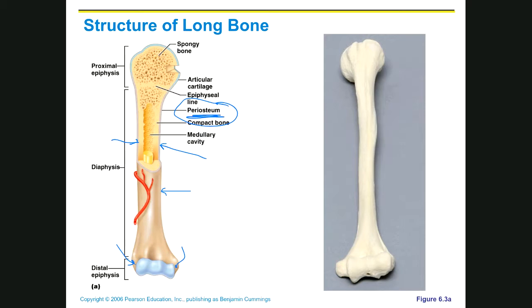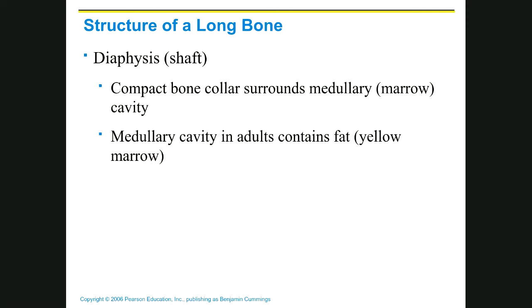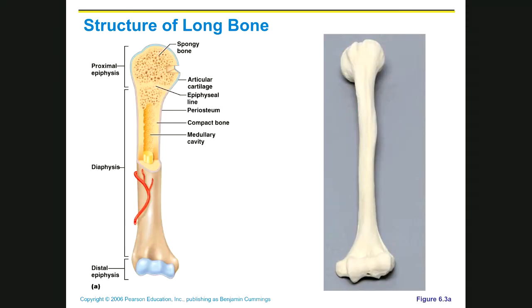So when we look at a long bone, we see all these different things, so let's talk about them. The middle part, again, is called the diaphysis. Sometimes it's called the shaft. But it's compact bone, and it has this medullary canal in the middle. And the medullary canal is a hollow space, so we can put stuff in there.